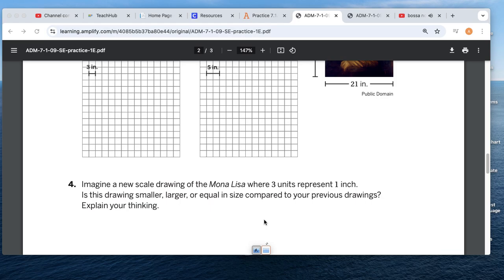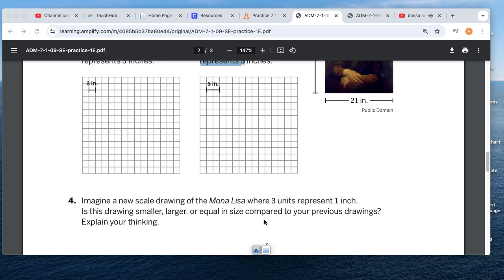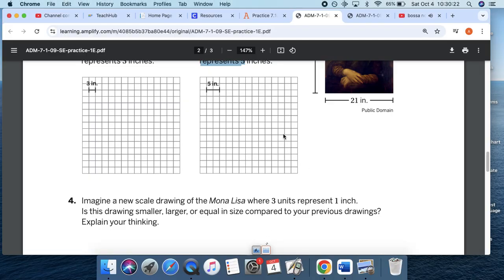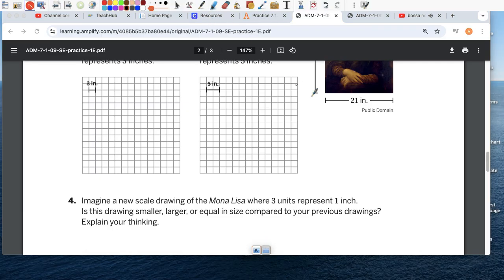Imagine a new scale of the Mona Lisa where 3 units represents 1 inch. Is your drawing going to be larger or smaller? Well, let's write this down. So it says what happens when you have 3 units with 1 inch. Do you think the drawing is going to be smaller or equal to the ones that we just did? Well, remember that it's 21 and this was 30 inches, right? Well, we just do the proportion and figure it out.